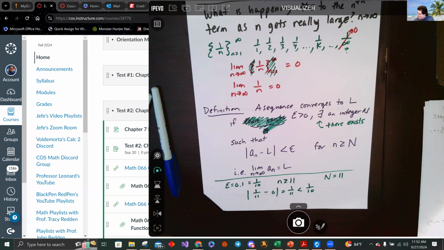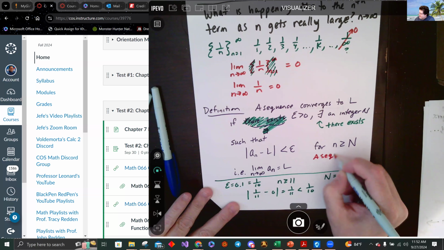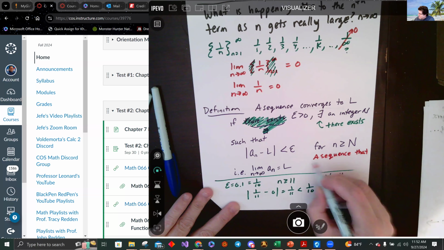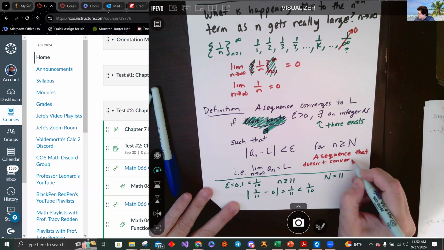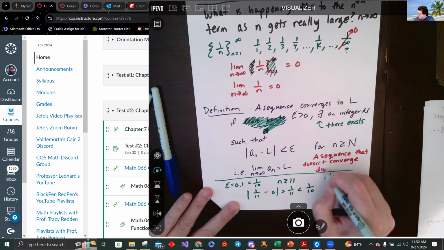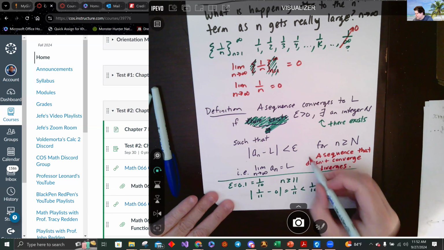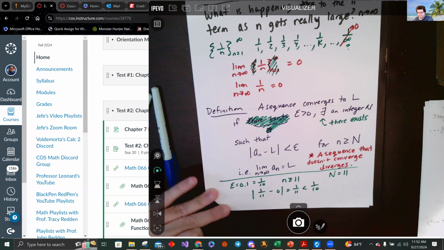While I'm talking about the definition here, a sequence that doesn't converge is divergent, or diverges. So that's a little subset of that idea.